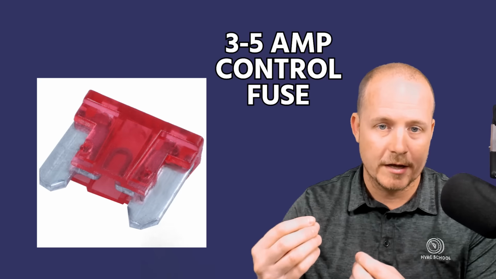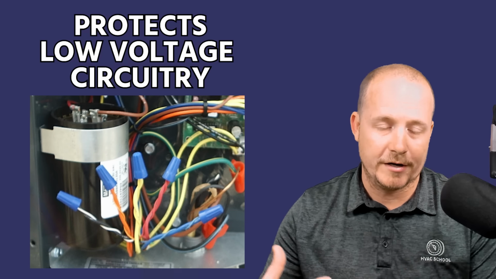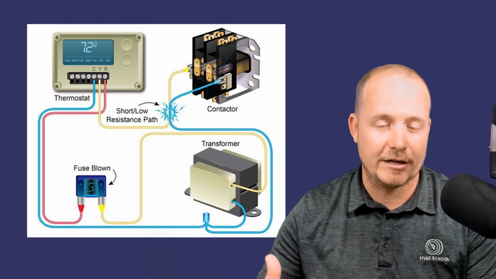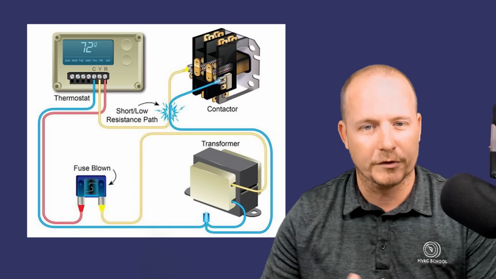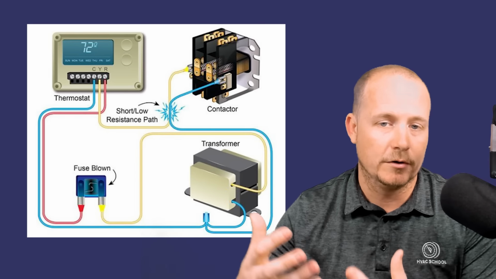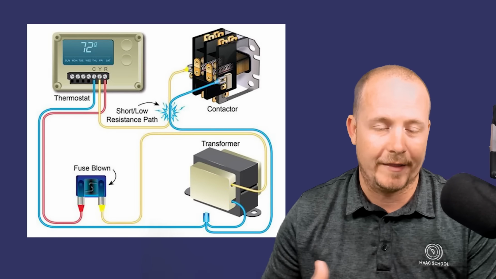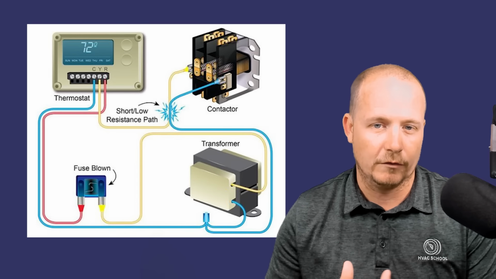You also have a 3 amp or 5 amp control fuse that protects the low voltage circuitry to make sure it's not going to be damaged in case you have a short or some other low voltage problem. If that fuse blows, there's a reason why it blew, and you need to find why that happens. Most commonly, it's because of a low voltage short circuit.